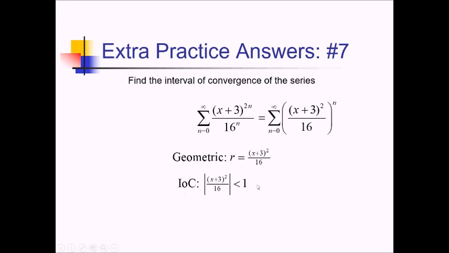Okay, so I'm just going to solve for x at this point. Start by multiplying by 16, and then square root both sides to get 4. So we have x plus 3 absolute value is less than 4. Rewriting this without the absolute value, we have negative 4 less than x plus 3 less than 4. And then subtracting 3 everywhere, this will be negative 7 less than x less than 1.